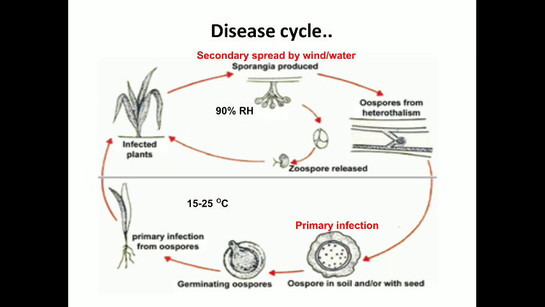Then secondary infection takes place by the sporangia which are produced from the infection, and these are spread by wind or water. Then from the sporangia, in some cases oospores are developed by the heterothallism method, and the developed zoospores are kidney shaped and biflagellate as shown in the diagram.